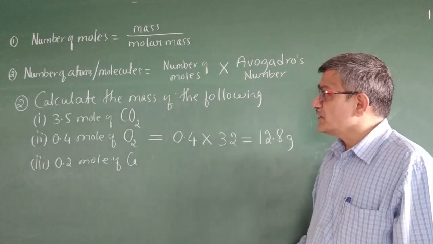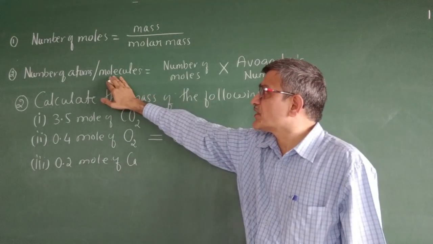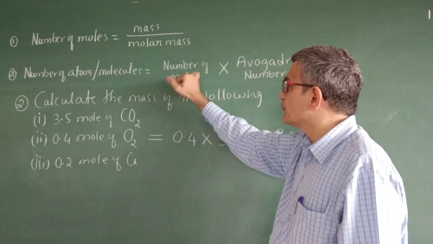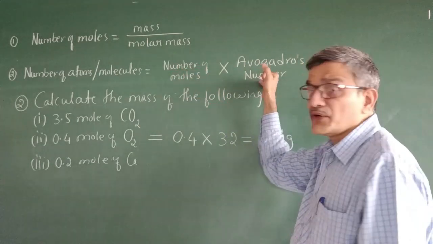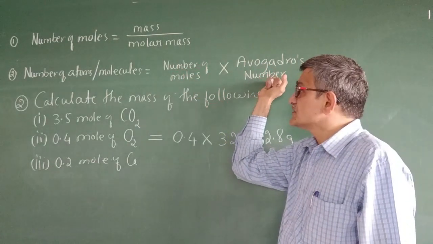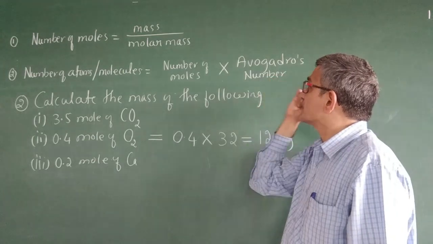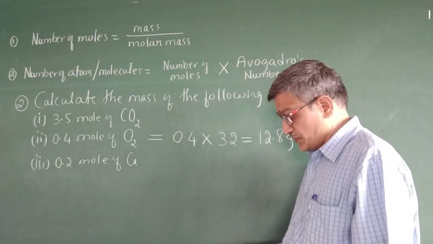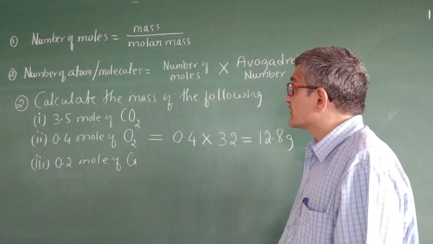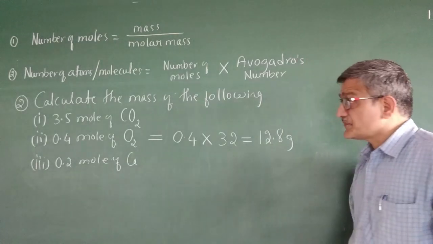So one more is here: the calculation of number of atoms or molecules. Then what should we do? Number of moles into Avogadro's number. So Avogadro's number is what? That is nothing but 6.022 into 10 raised to 23. So I will take problems based on that also.